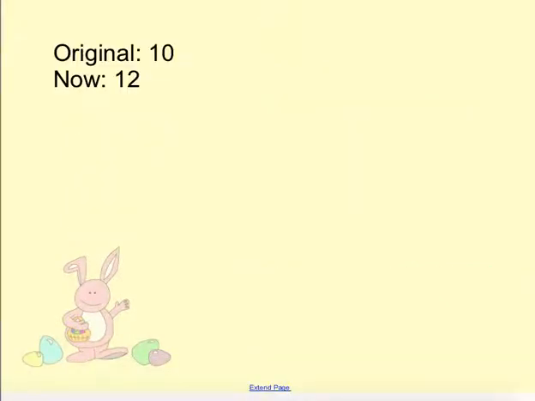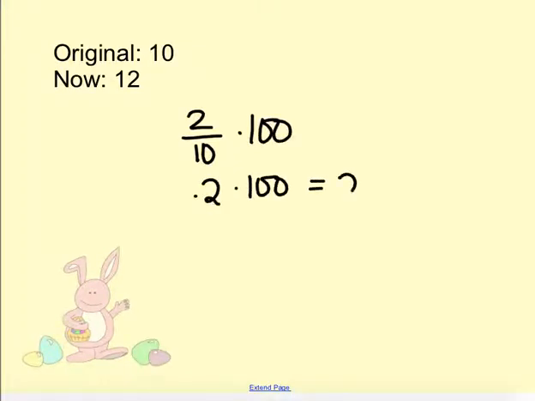So let's try just some really simple ones. Our percent change, so we're going to say our change is 2 over the original of 10 times 100. So that's 0.2 times 100, which means we have a 20% increase.